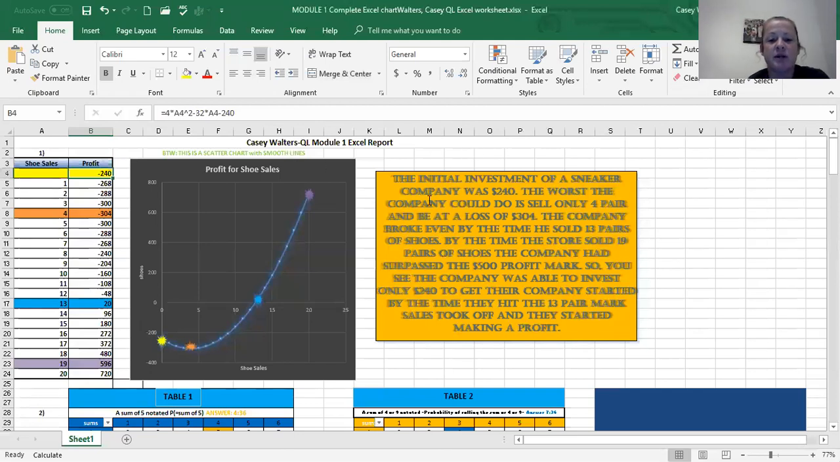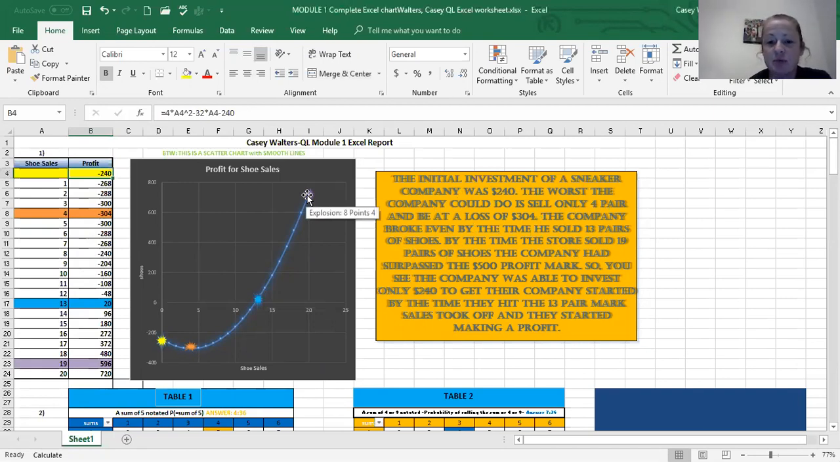Basically what we're trying to find out is, the initial investment of a sneaker company was $204. The worst the company could do is sell only 4 pairs. We had a loss of $304. The company broke even by the time he sold 13 pairs of shoes. And by the time the store sold 19 pairs of shoes, the company had surpassed the $500 profit mark.